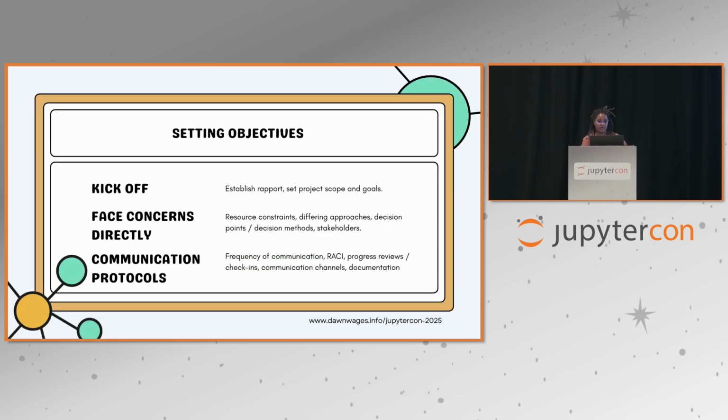So some tips on setting objectives with your team. I love a kickoff meeting. There's also nothing wrong with saying, I don't know. So when you face concerns directly, you're able to gather all of these considerations. And then I love starting from the very beginning, starting communication protocols. RACI, for people who may be familiar, stands for responsible, accountable, consulted, and informed. That's a process that you can use to make sure that everyone is in the loop to the degree that they want to or should be in the loop. It's also kind of a way of having an escalation path or a framework for decision making on the fly.